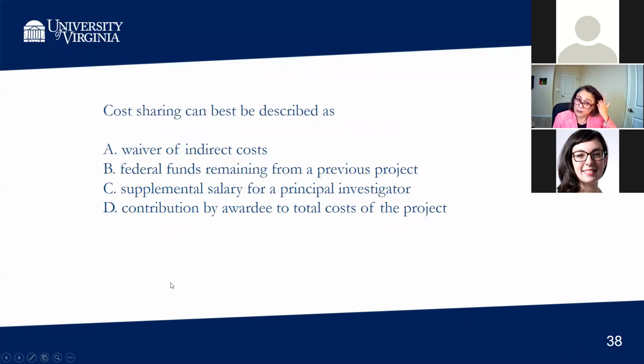Now, this is a question, if somebody can tell me: cost sharing can be best described as waiver of indirect cost, federal funds remaining from a previous project, supplemental salary for a principal investigator, or contribution by awardee to the total cost of the project. Which is the correct answer? Everybody said D. Good. So, contribution by awardee to the total cost of the project.